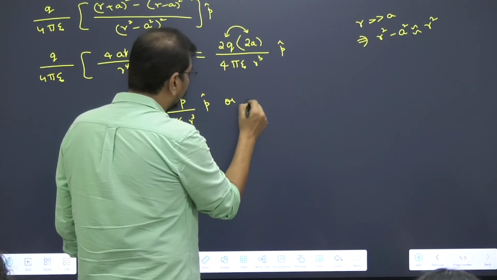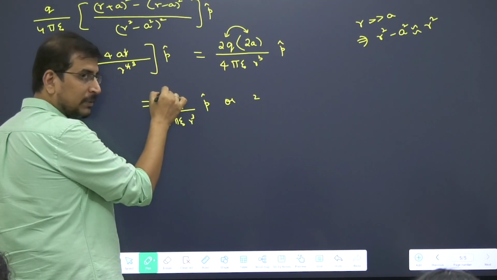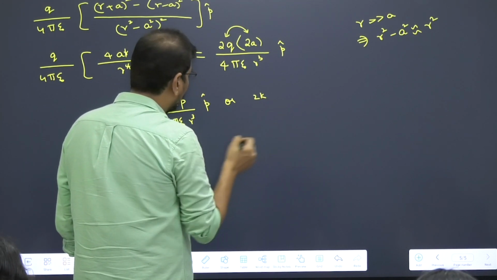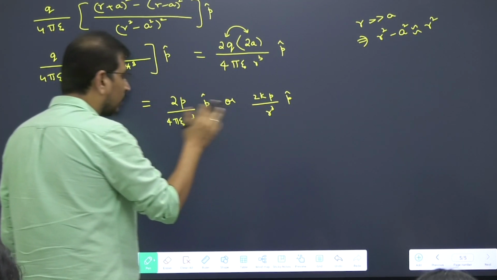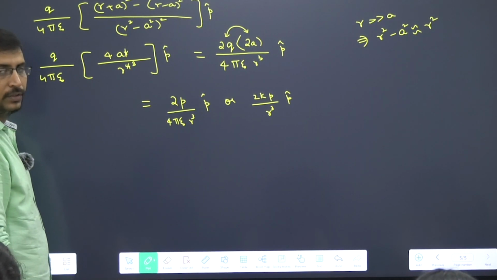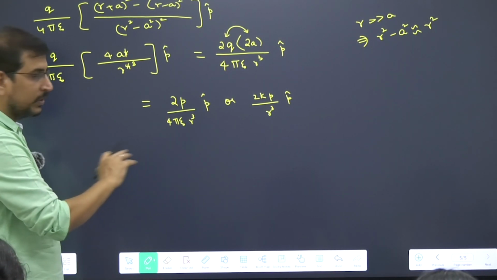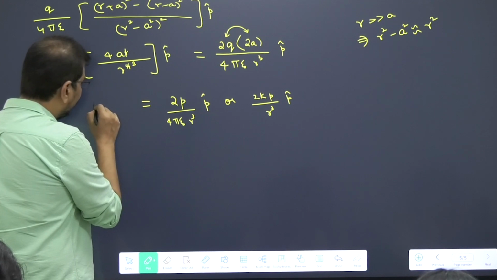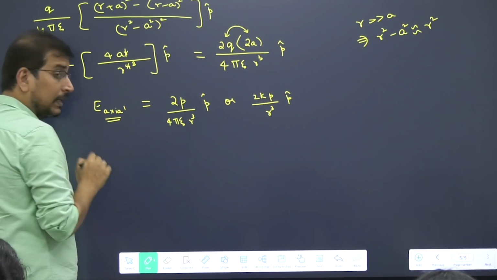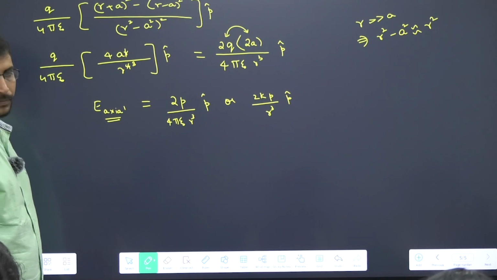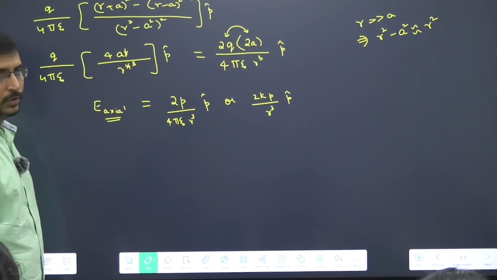Or what you can do is you can write it as 2 times this 1 by 4 pi epsilon naught, you can call it k, into p divided by r³ times p cap. See, both are the ways in which you will find it in some of the books. Both ways are accepted, and this is going to be the value of electric field due to a dipole at an axial point.